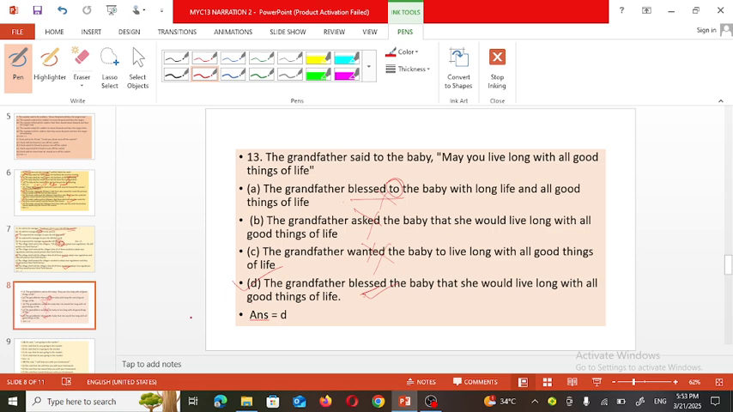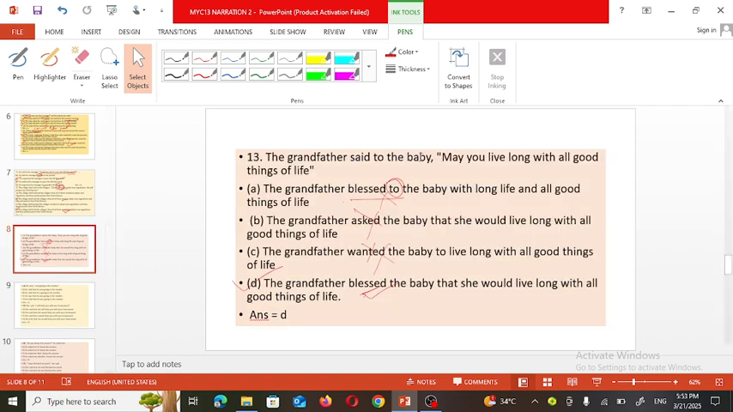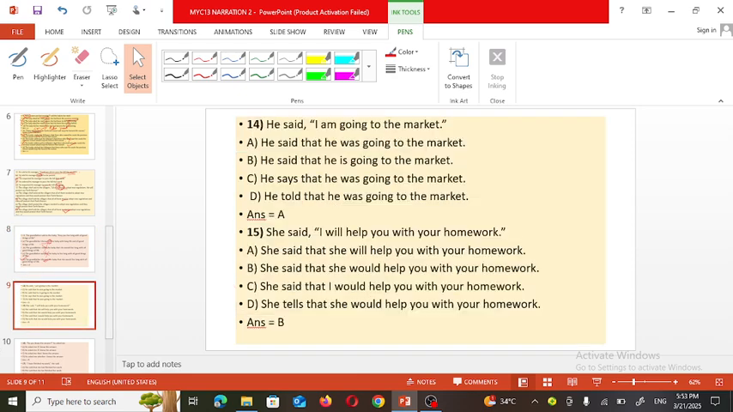So no need to go further. Still, just observe that this is a blessing. How is it written? The grandfather blessed the baby that she would live long with all good things of life. So like that the statement can be changed. Now, see the next example.